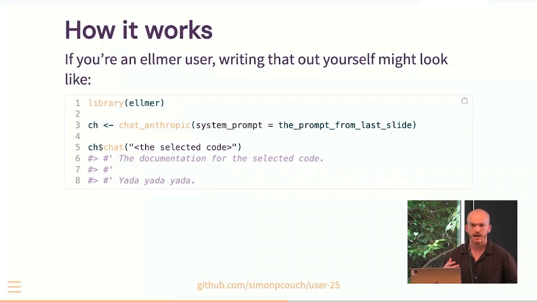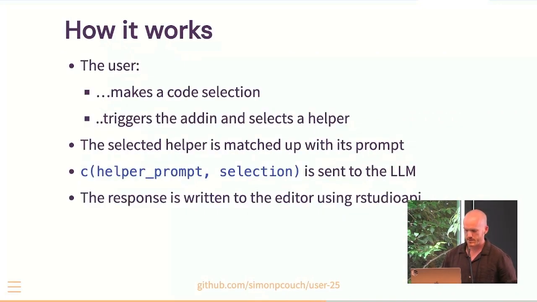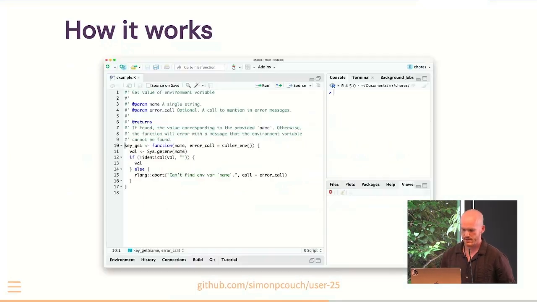You initiate a chat object. The Chores package is compatible with any model that's compatible with Elmer. So that could be Anthropic's Claude, OpenAI's ChatGPT, so on. And then the code that you select inside of your editor is sent to the model. The model responds with, in this case, some Roxygen documentation, and that response is inlined directly into your source editor. And finally, that response is written to the editor using the RStudio API.